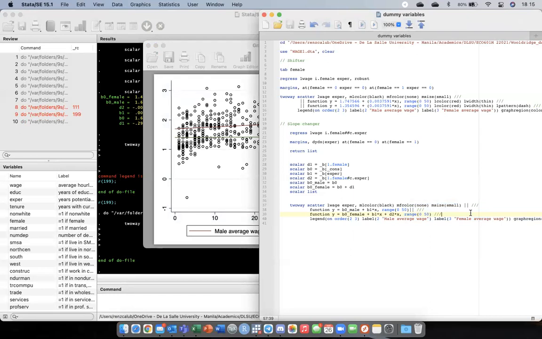And of course, the inclusion of dummy variables in your model will depend on whatever the literature says or whatever the conceptual framework demands. So you may want to look at this code again, review the codes in the previous video, right? And try to practice for yourself.